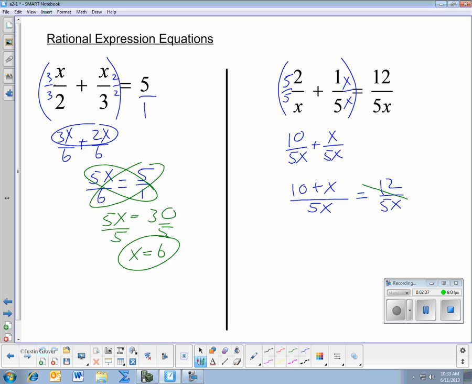So we cross multiply. 5x times 10 plus x. Now 10 plus x is a polynomial, so you have to do a little bit of distribution. 5x times 10 is 50x, and 5x times x is 5x squared. And that equals 12 times 5x, which is 60x.